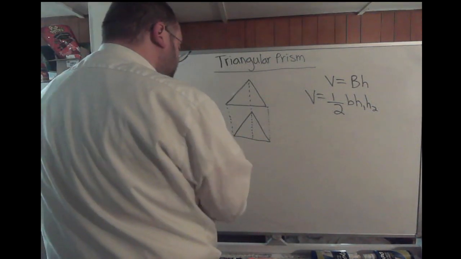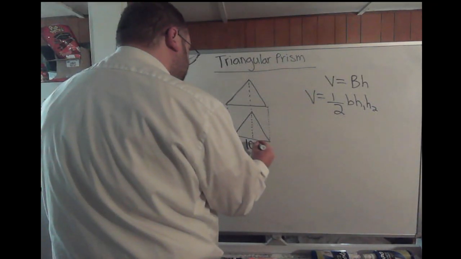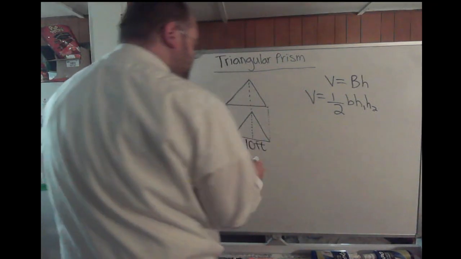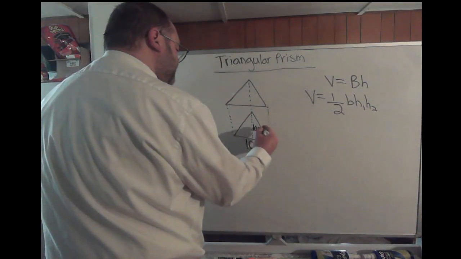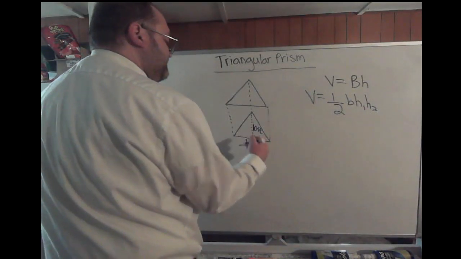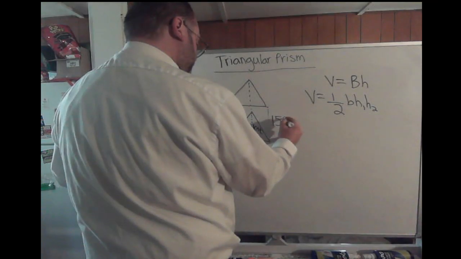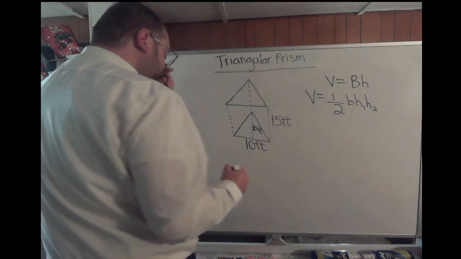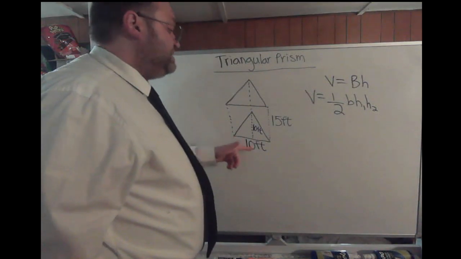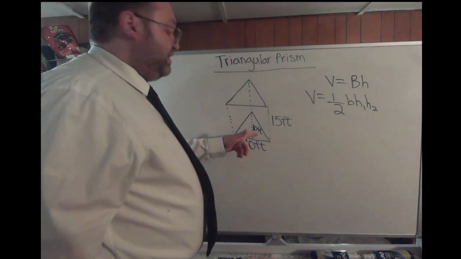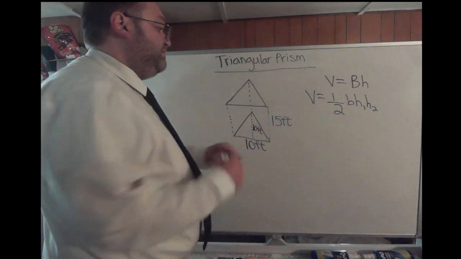Alright. Let's say we got 10 feet for the length of the base. The height, we'll also call that 10 feet. The height of the triangle itself is 10 feet, and the height of the prism would be 15 feet. So we want to find the volume of a triangular prism with the length of the base being 10 feet, the height of the triangle base being 10 feet, and then the height of the prism being 15 feet.